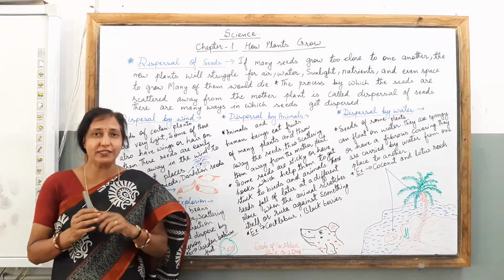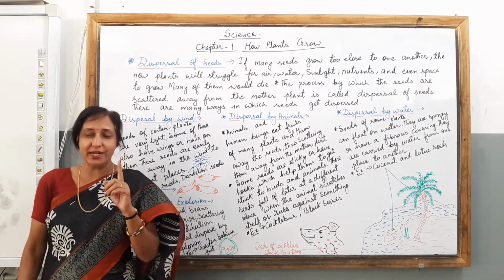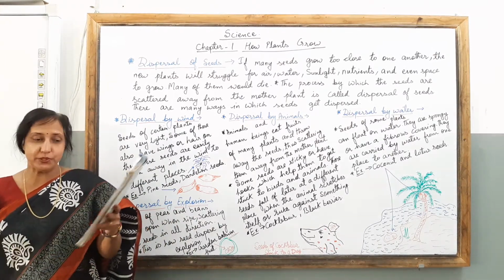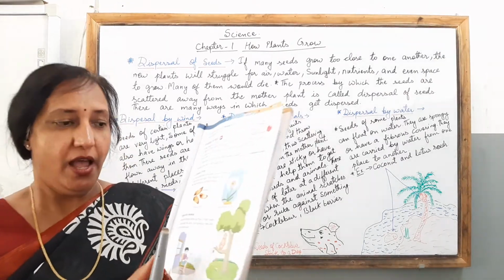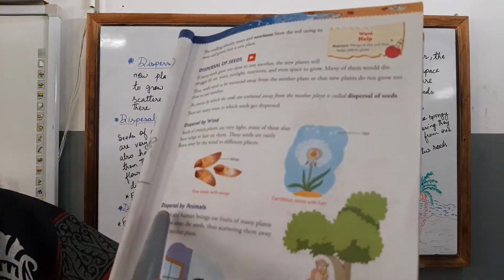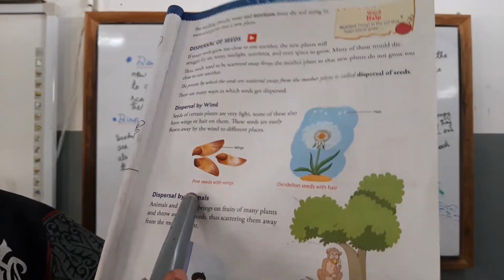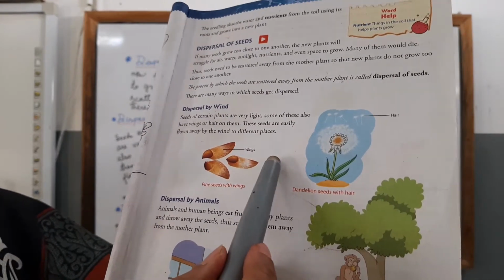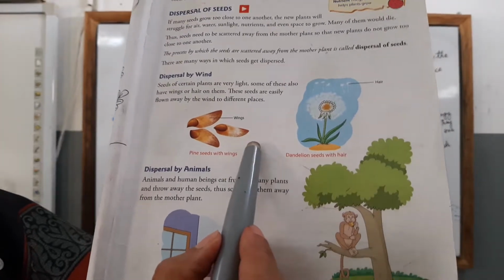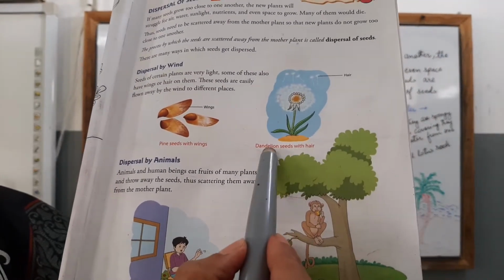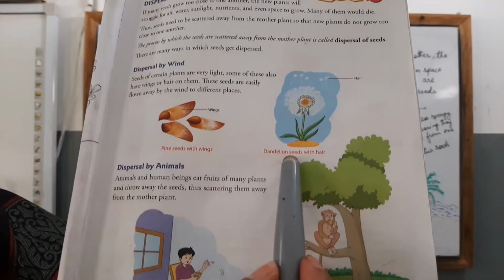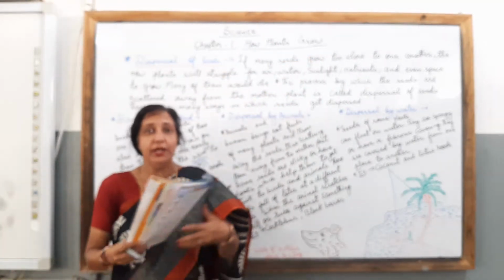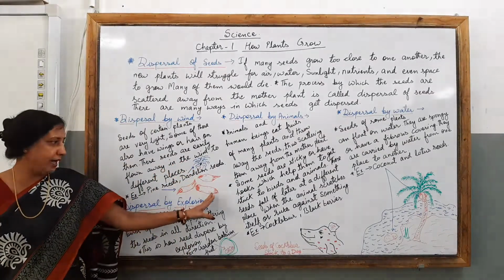So children, here I have some examples to show you, to help you understand those kinds of seeds which are flown away with the help of the wind. First you need to observe the things which are shown in your textbook as well as what I am going to show you in my class today. Here you can see the pine seeds, which have wings that help them to flow from one place to another. Then the other kind of seed shown here is the dandelion seed, which has hair, and with the help of this light-weight seed it is flown away with the wind, as it is shown here.